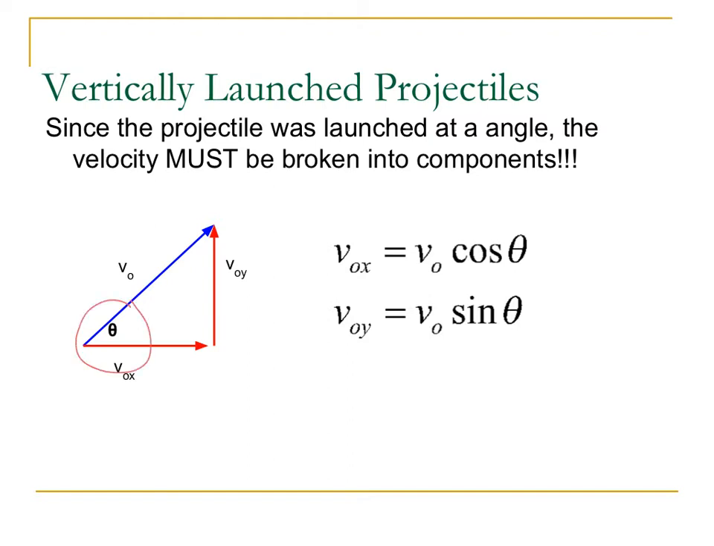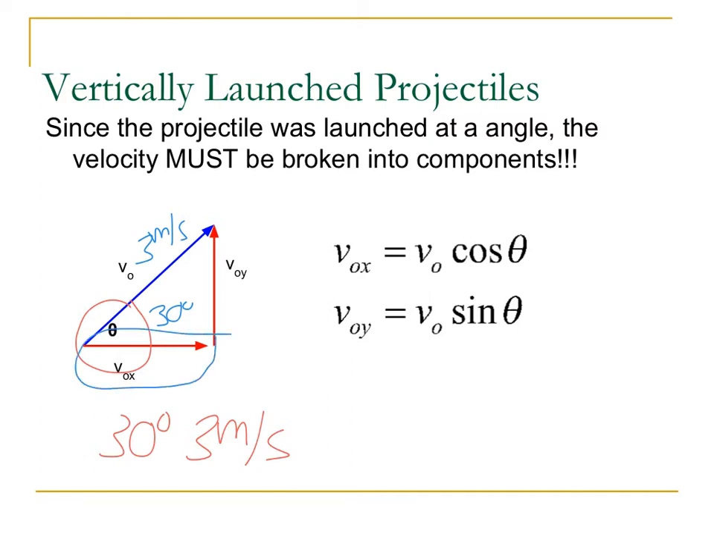So the problem will say something like, a ball was launched at 30 degrees at 3 meters per second. What we need to do first is draw out our triangle. So we'd have 30 degrees in here, 3 meters per second here. This is when we are using cosine and sine. We use cosine to find our velocity in the x and our sine to find our velocity in the y.